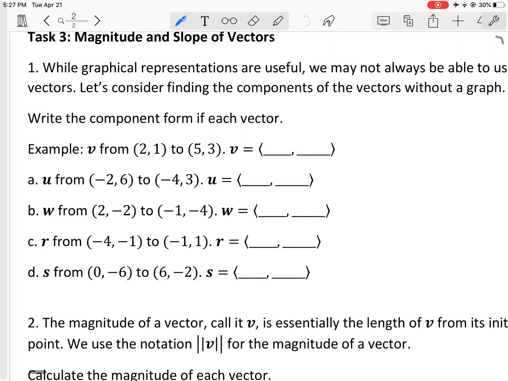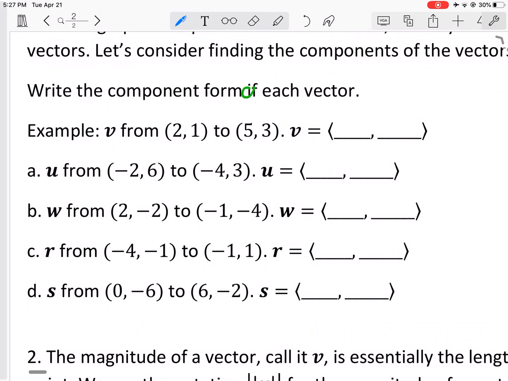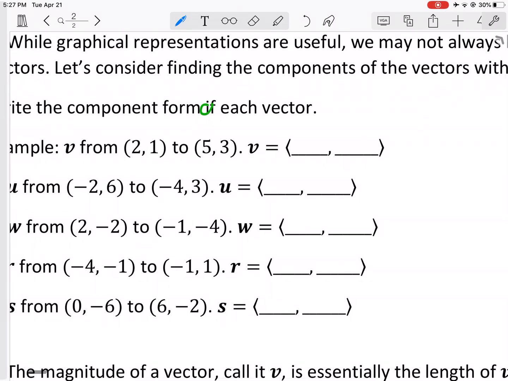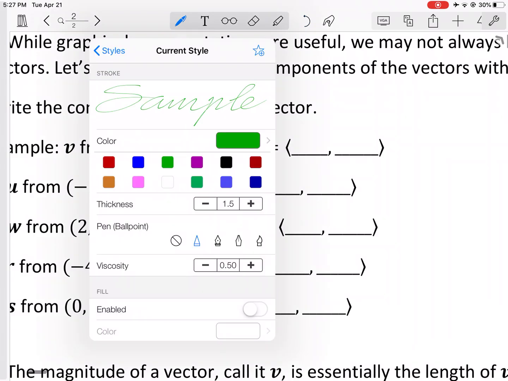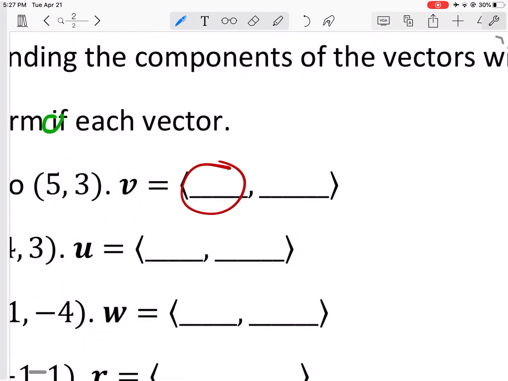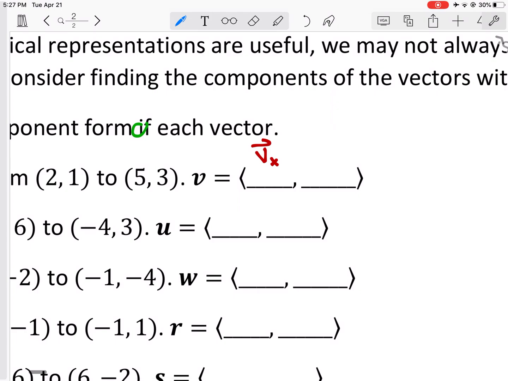Write the component form of each vector. So as an example, let's look at v. v goes from the point (2,1) to the point (5,3). So first, we need to figure out what goes here, our horizontal component. The horizontal component, without a graph, we've got to look at our points in the x direction.